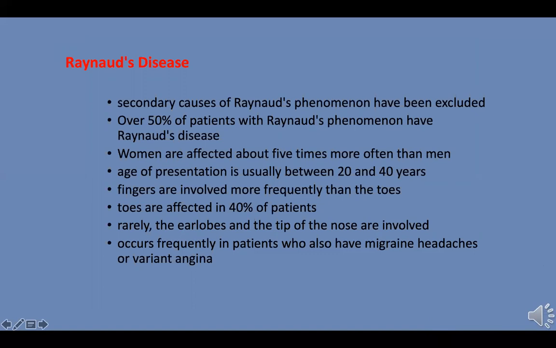Raynaud's disease is diagnosed when secondary causes of Raynaud's phenomenon have been excluded. Over 50% of patients with Raynaud's phenomenon have Raynaud's disease. Women are affected about 5 times more often than men, and the age of presentation is usually between 20 and 40 years. Fingers are involved more frequently than the toes, and the toes are affected in 40% of the patients. Rarely, the earlobes and the tip of the nose are involved. It also occurs frequently in patients who have migraine headaches or variant angina.